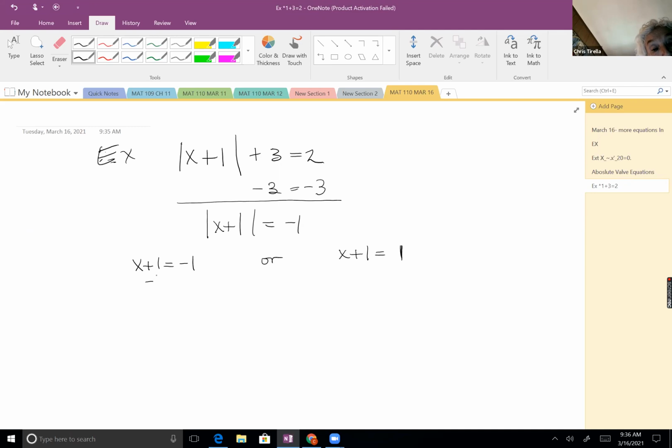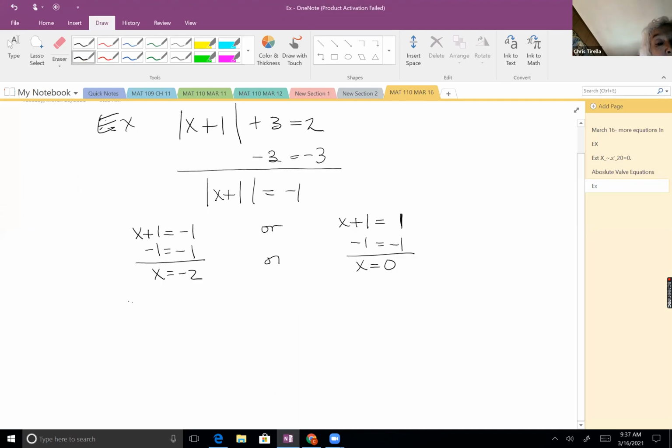Solving the first, let's subtract 1 from both sides. Gives me x equals -2. Solving the second, subtracting 1 from both sides, I get x equals 0. That one wasn't too bad. Let's look at our check, though.